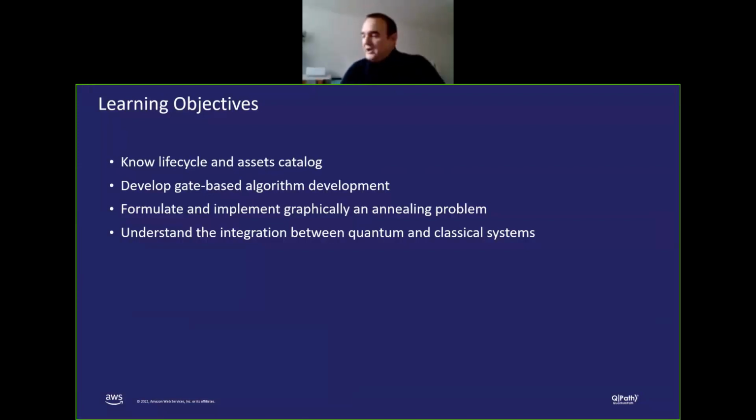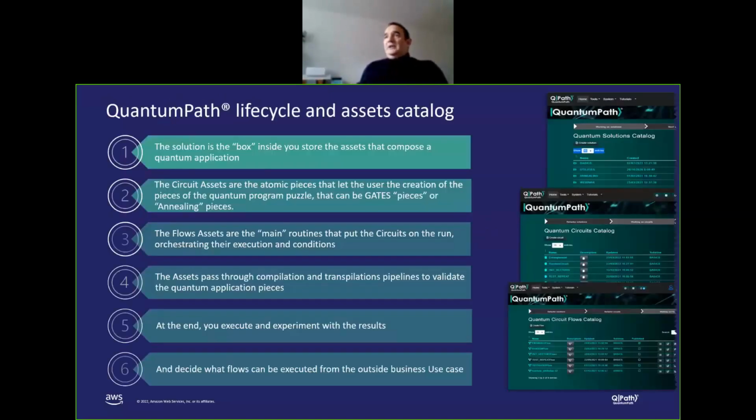Well, let me go fast to this part and I will talk fast about that, and we will start our first experiment. Okay. Well, QuantumPath has a life cycle and an asset catalog. We will see it now. I talk too much and we need to see the platform, okay? But it is important to keep in your mind some parts of the flow in order to understand well how we can do the experiments.